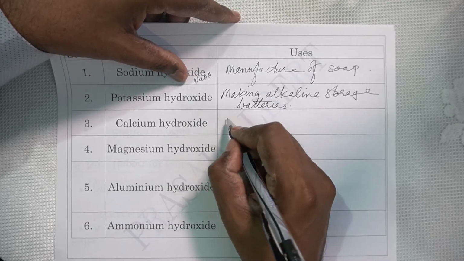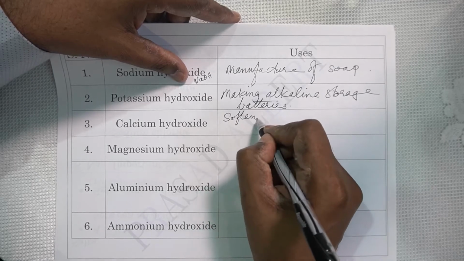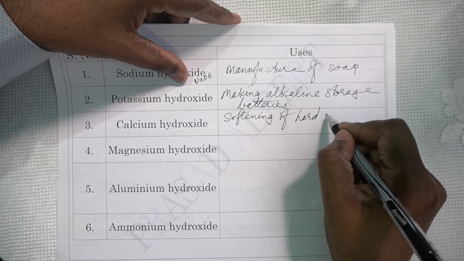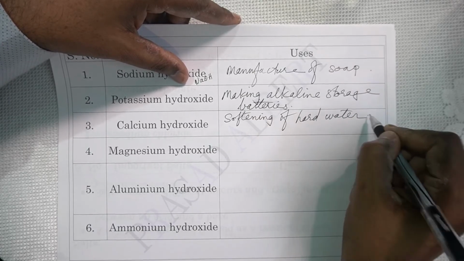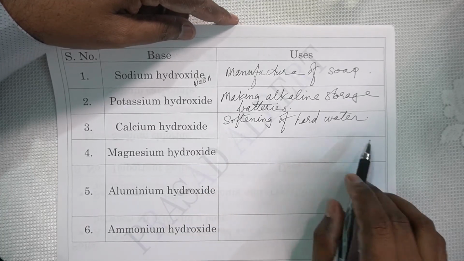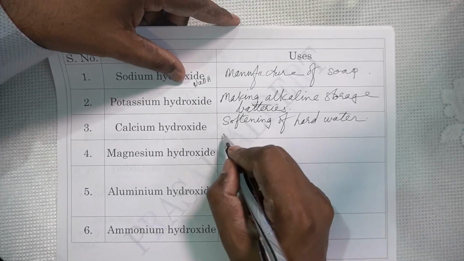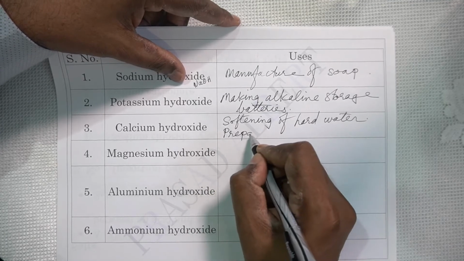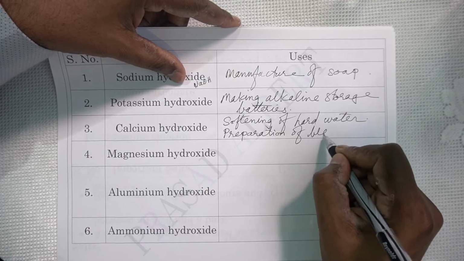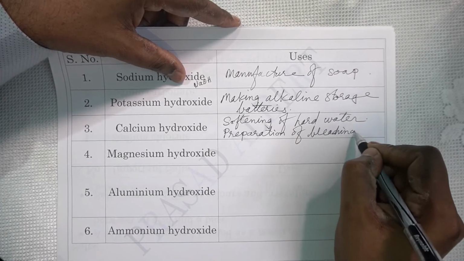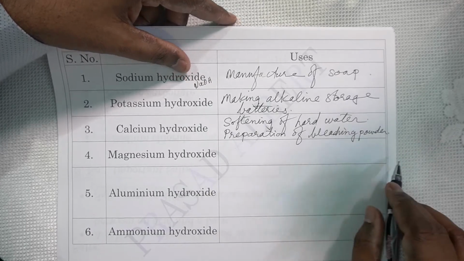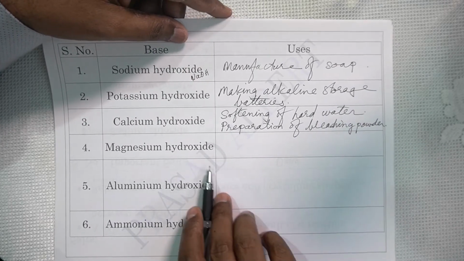Now calcium hydroxide is another one, alkali. It is used for softening of hard water. Hard water does not produce lather with soap. To convert into soft water, we can use calcium hydroxide. Calcium hydroxide is also lime, used in preparation of bleaching powder. Bleaching powder is used as a disinfectant, especially for water, drinking water, purification of water. So this is very important for us.